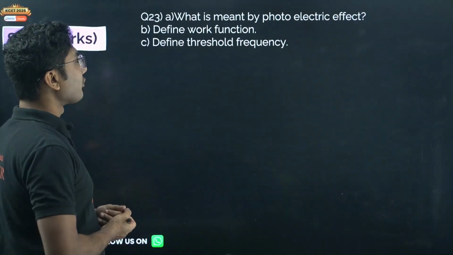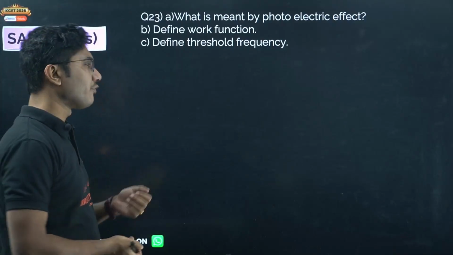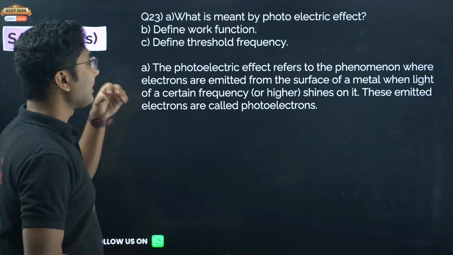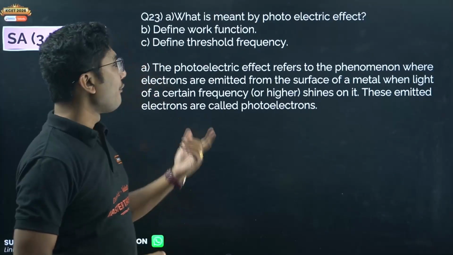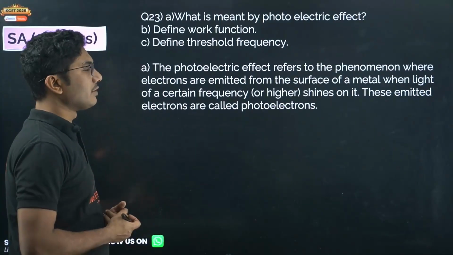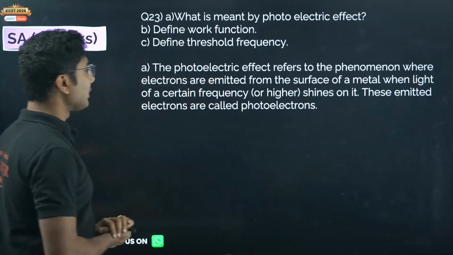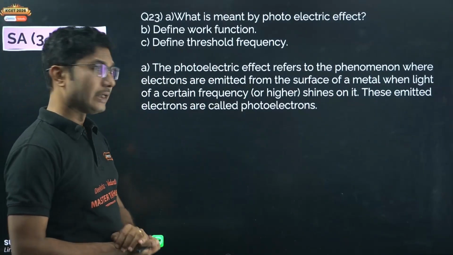What is meant by the photoelectric effect? Define work function, define threshold frequency. This is also a very popular question. The photoelectric effect refers to the phenomenon where electrons are emitted from the surface of a metal when light of a certain frequency or higher shines on it. These emitted electrons are called photoelectrons.